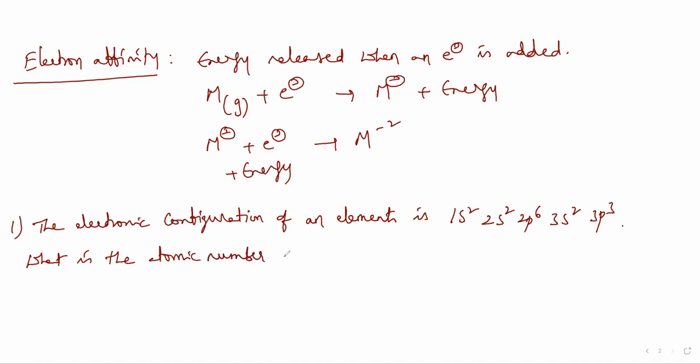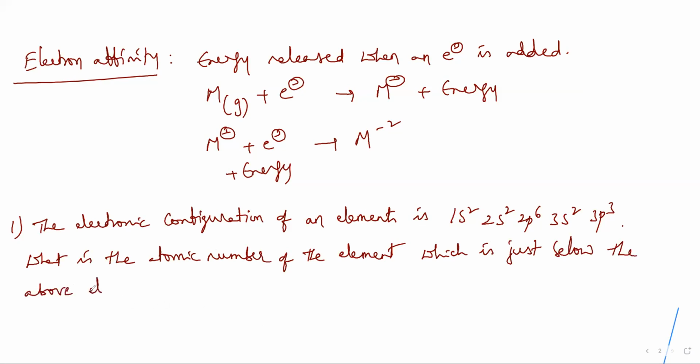which is just below the above element in the periodic table? So this is one model. They'll give you the electronic configuration of some element like this, and you need to find out the element present above the element and below that element.